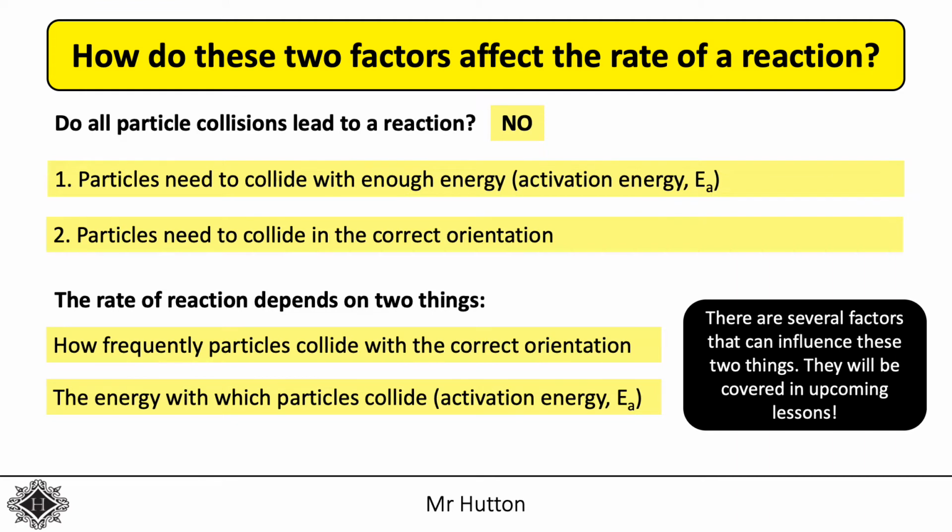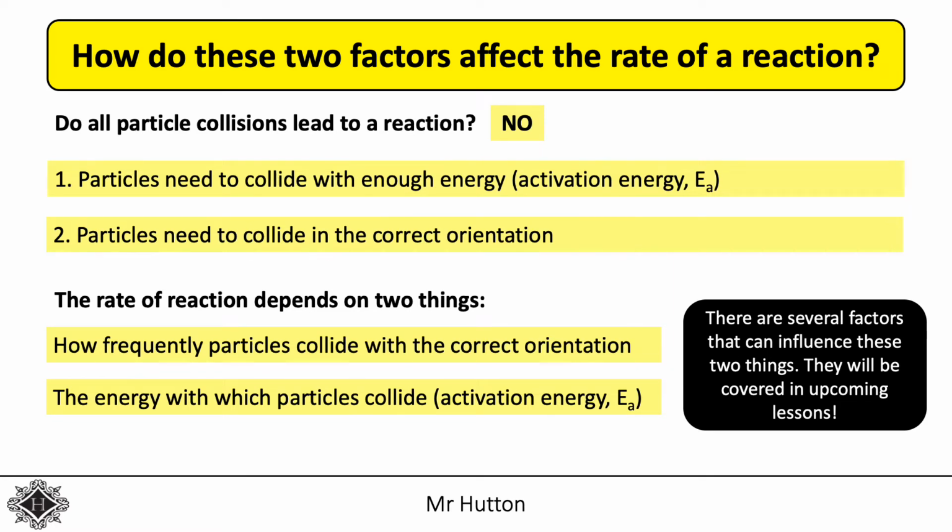Right, so linking this back to rate of reaction. We've said previously how we can measure rates of reaction. And the rate of reaction depends on two things: how frequently the particles collide with the correct orientation, and also the energy with which the particles collide. So we can affect the rate by affecting these two things. We could either try and affect the frequency of the collisions, or we could try and affect the speed of those collisions, so as to get more particles with the activation energy. And in some scenarios, we could try and affect both.